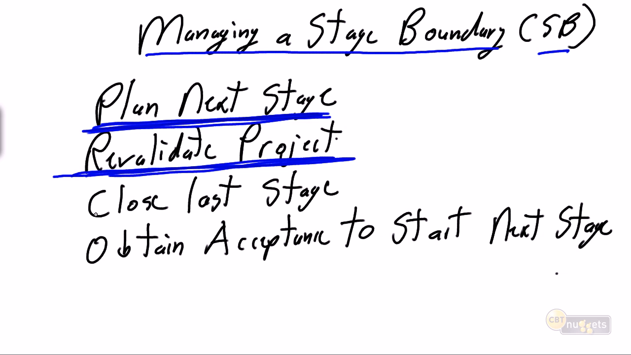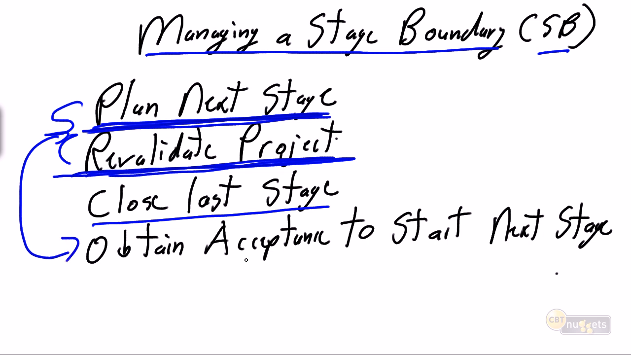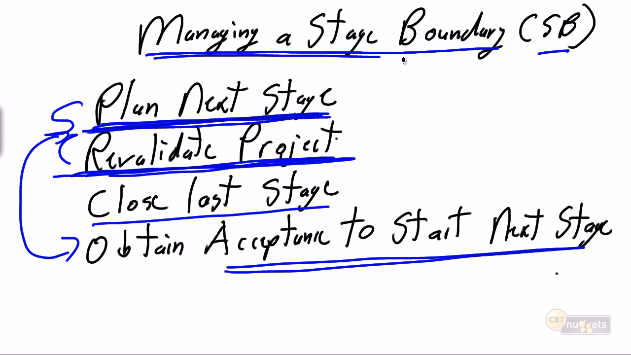The other aspect of managing the stage boundary is going through the formal closing of the last stage: completing the deliverables, presenting them to management, getting approval, and getting the commitment that we've done all of the right things to complete the previous stage. With this revalidation in hand, we can move forward and gain acceptance to start the next stage.